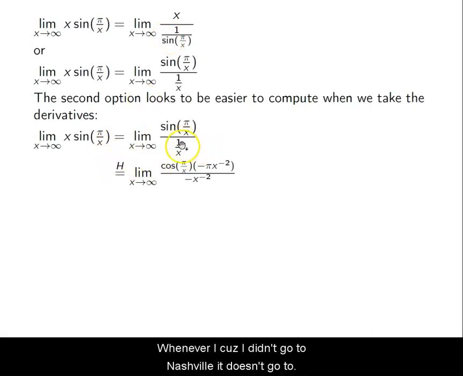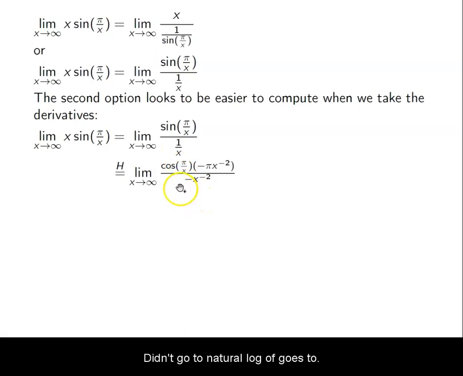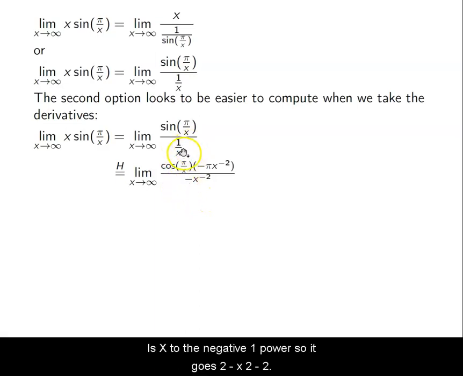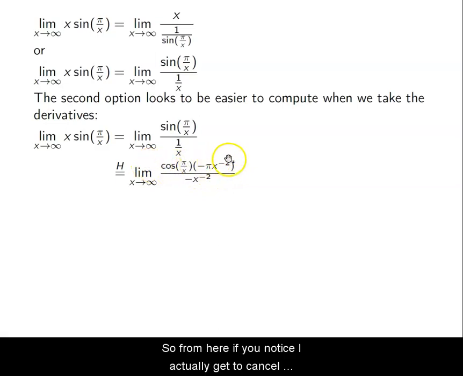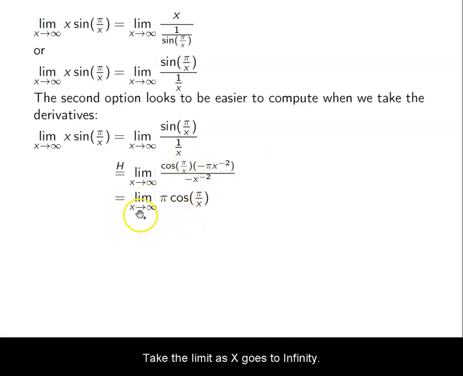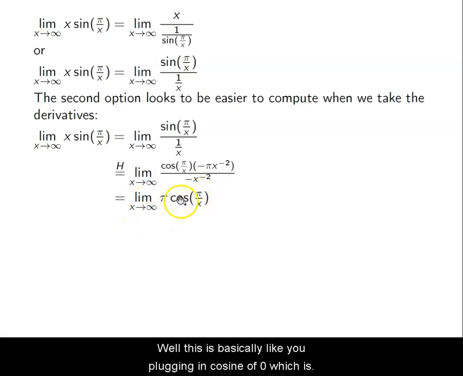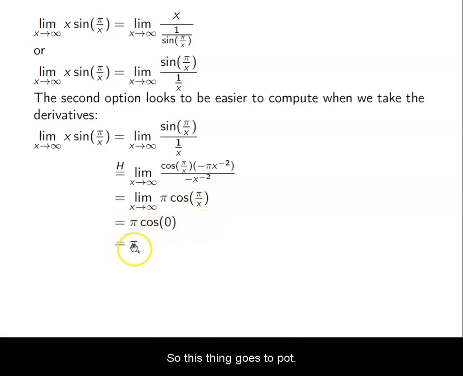1 over x, I'm sorry, it doesn't go to natural log. It's x to the negative 1 power, so it goes to negative x to the negative 2. And then here sine goes to cosine. The inside function has a derivative of negative pi x to the negative 2. From here, if you notice, I actually get to cancel something out. So that's always nice. This turns into pi times cosine pi over x. Take the limit as x goes to infinity. Well, this is basically like me plugging in cosine of 0, which is 1. So this thing goes to pi.